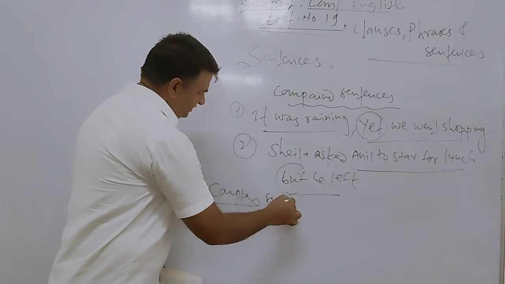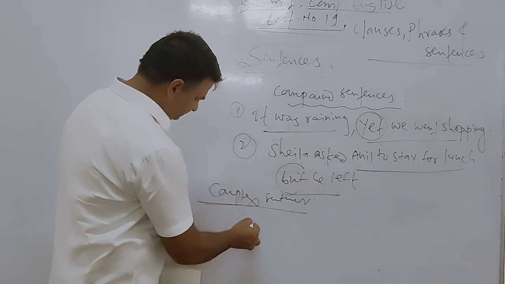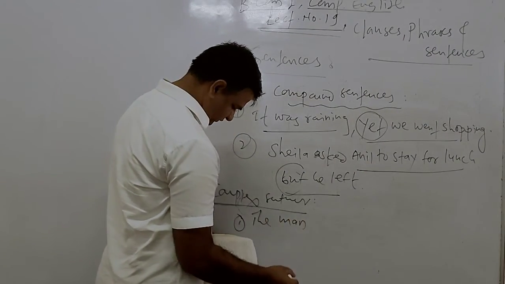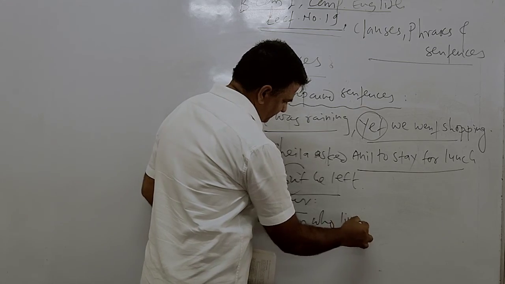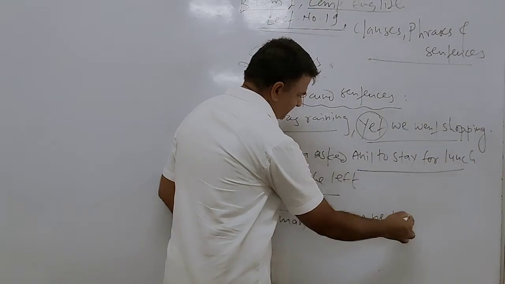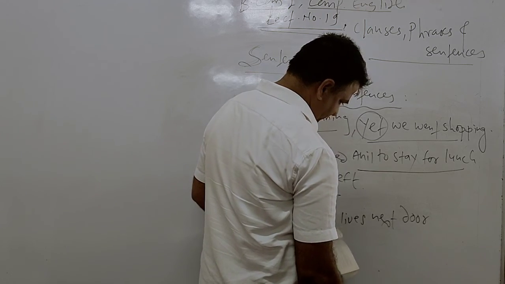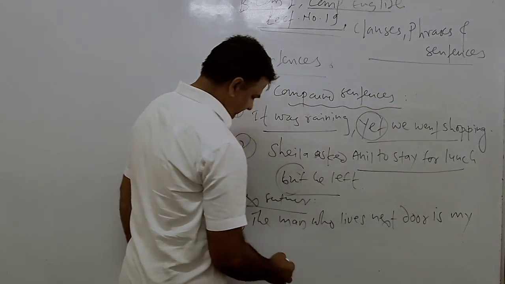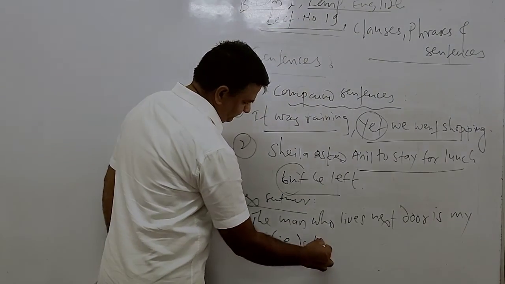We will see the types of complex. For example, the man who lives next door is my friend's brother-in-law.